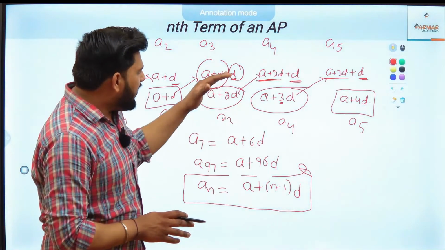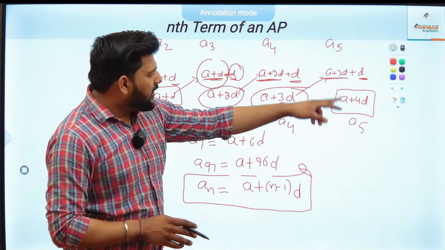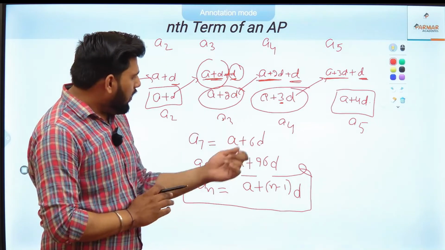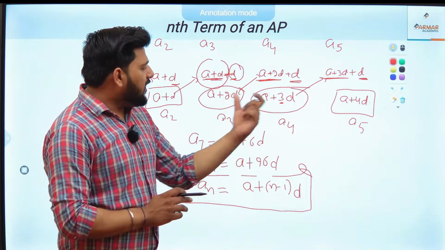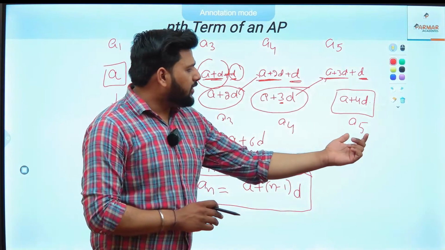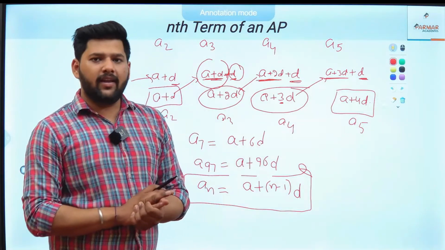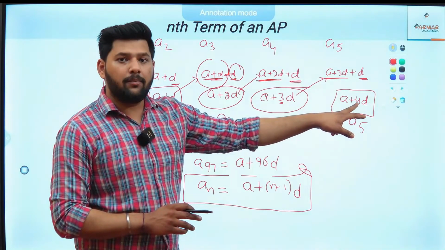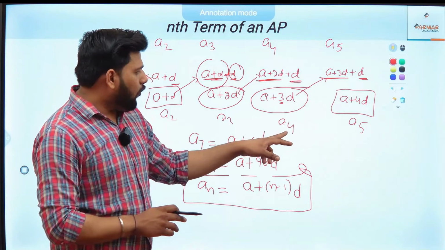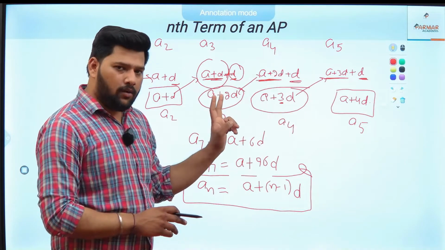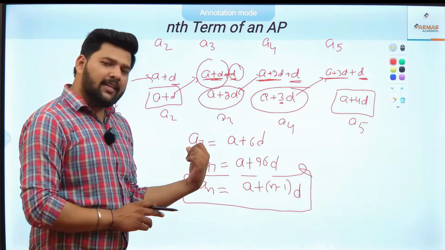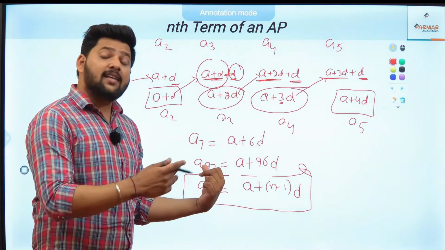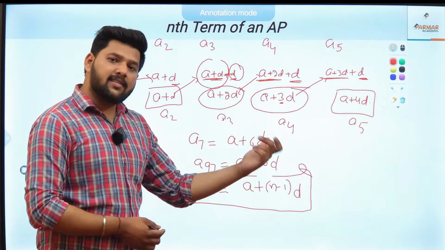Now, I will generalize the formula using the relation. Look at here. In the third term, I am using A plus 2D. For the fourth term, the formula is A plus 3D. And for the fifth term, the formula is A plus 4D. Means whenever you have to find the fifth term, you use 4 times the difference plus the first term. To find the fourth term, 3 times the difference plus the first term. So simply to find the seventh term, first term plus 6 times the difference. To find the 97th term, first term plus 96 times the difference.